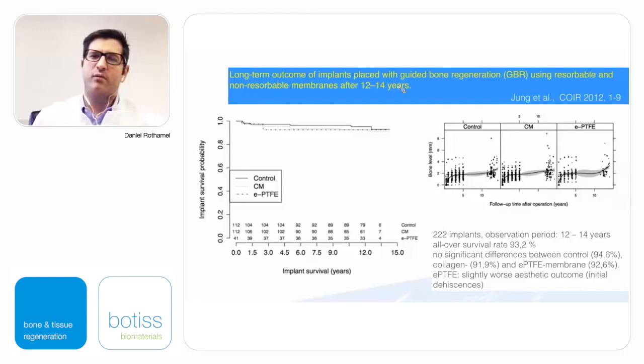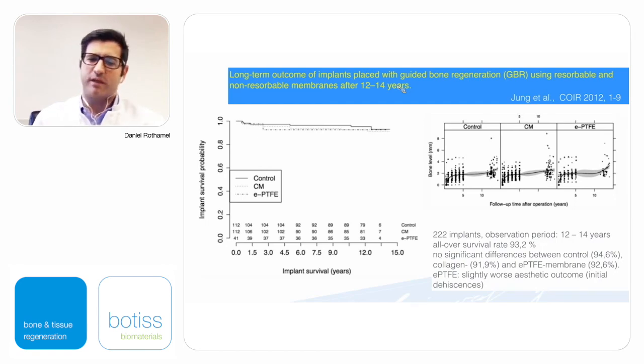And we know that we see very long-lasting and predictable results after the use of GBR procedures for lateral augmentations around implants. So in this study, after 12 to 14 years, the overall survival rate was 92%, but no statistically significant difference between the control group, where there have been no defects at all, defect group with collagen and bovine bone substitute material, and defect group with EPDFE membrane and bovine bone substitute material used for the defect augmentation.